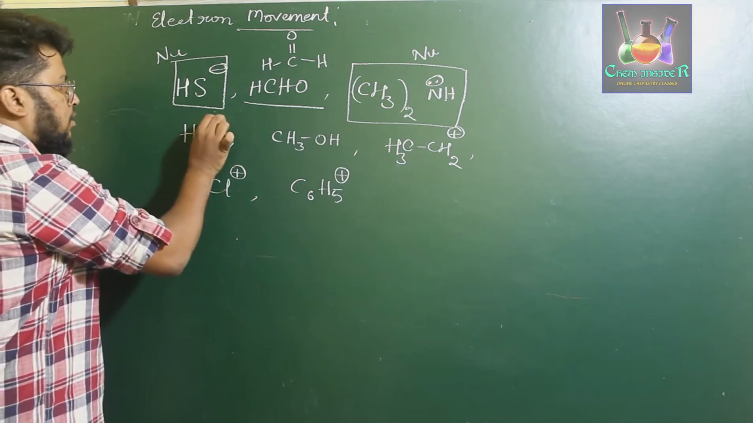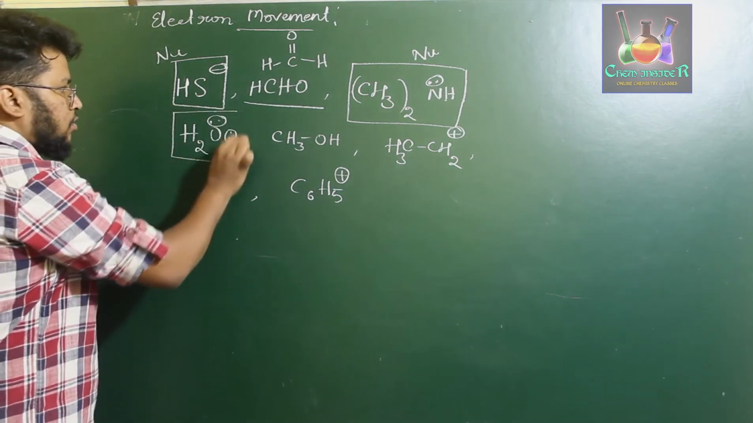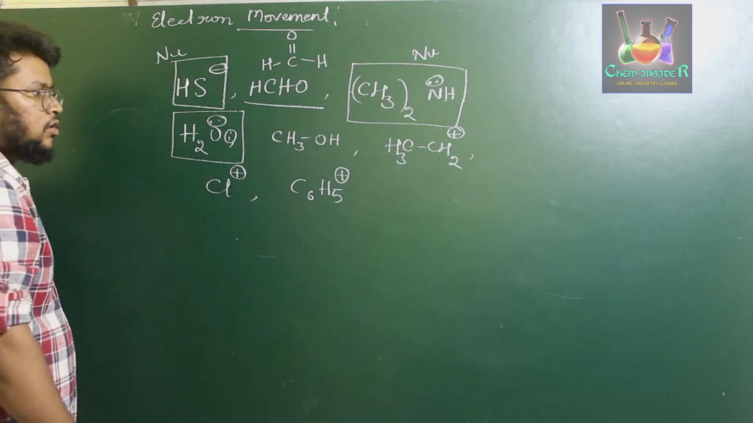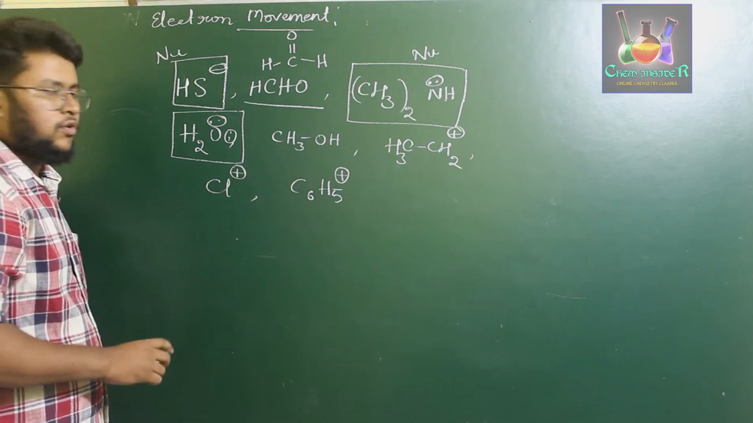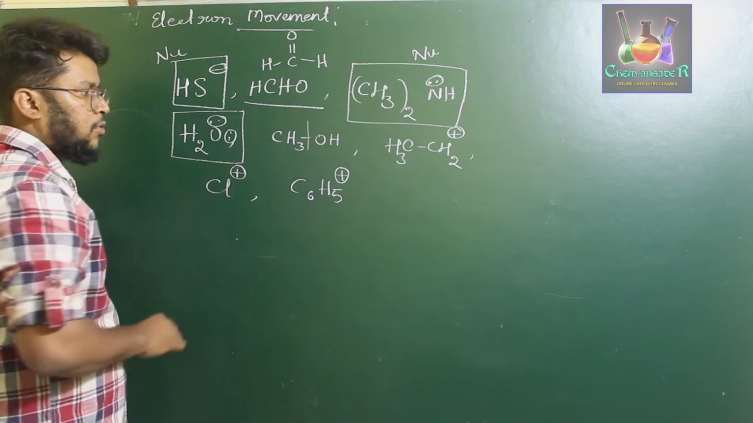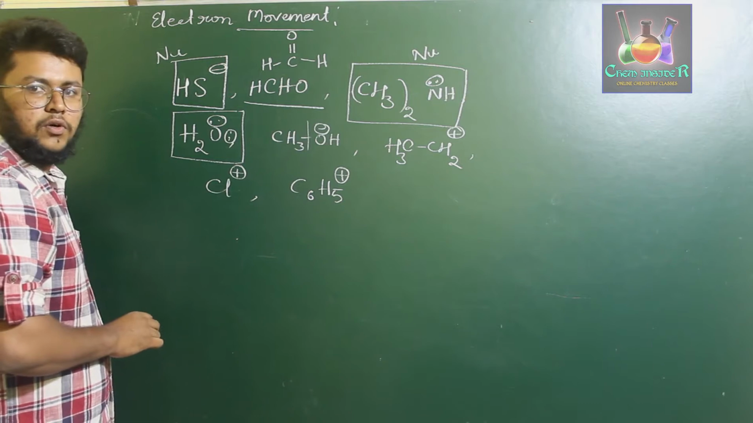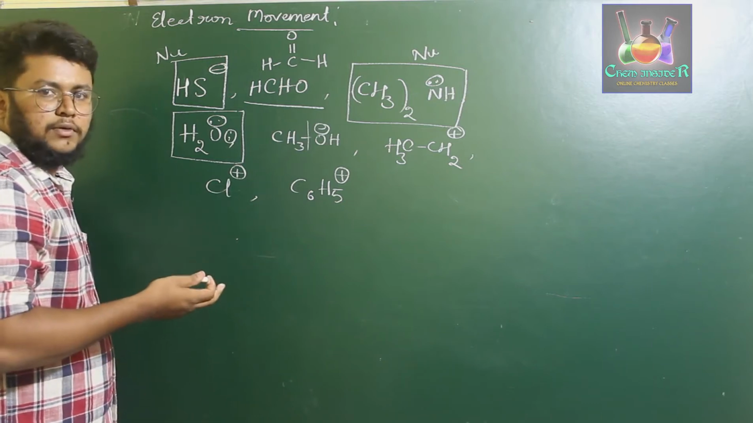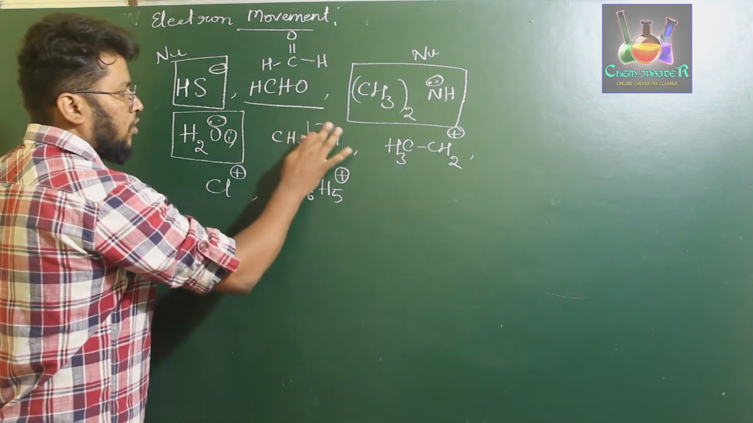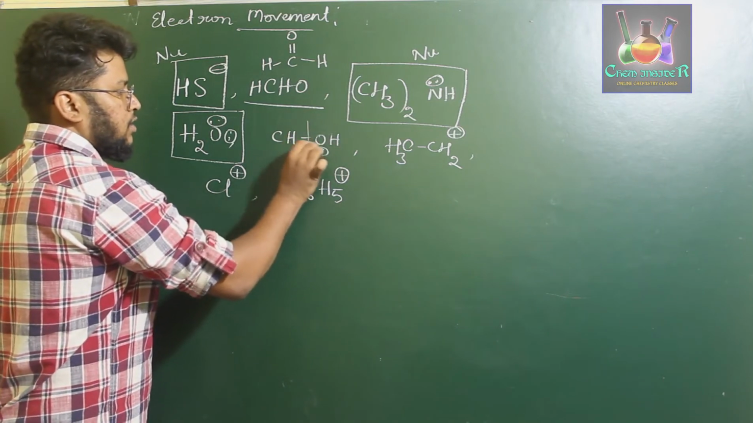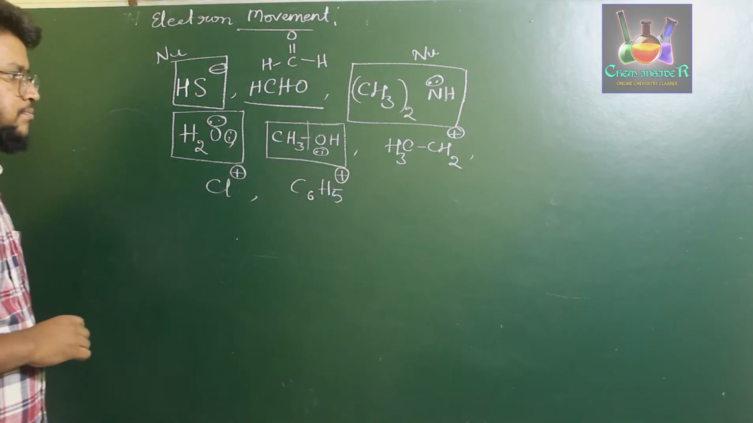So water molecule has oxygen with two lone pairs of electrons, therefore it is a nucleophile. Alcohol, here we have both electrophile and nucleophile. Once you break down this particular bond, oxygen forms a negative charge. It will act as a nucleophile if the bond breaks down. If there is no bond breakdown, then the oxygen in the alcohol will also act as a nucleophile because of the presence of a lone pair of electrons.